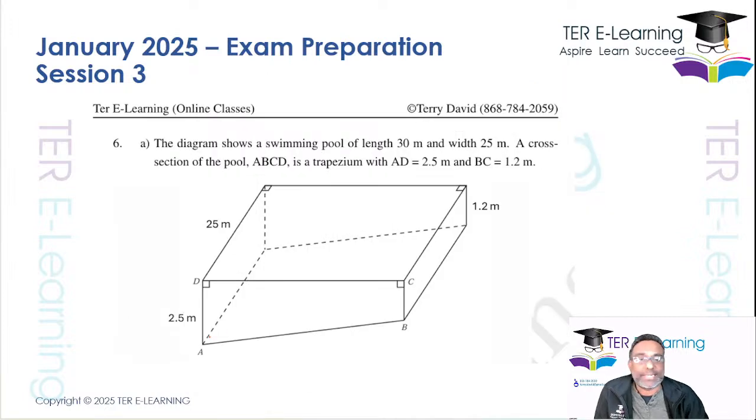Right, question 6. So we have a diagram here and it's showing a swimming pool of length 30 meters, right? A width of 25, and a cross section of the pool ABCD. So the length of the pool here is 30 meters. So that's here, right? And we know AD is 25, right?